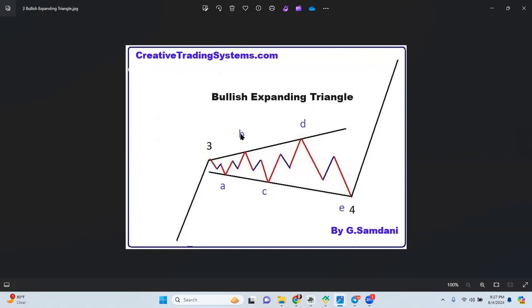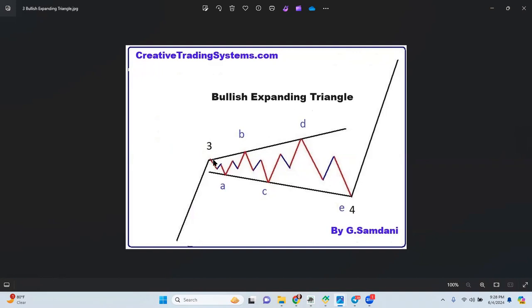So B is an extension of wave 3, C is an extension of A, and usually they are either 120, or most of the time 127, or sometimes 161. But most of the time you will see that the extensions are 127 of the previous move. And after E, it makes a turn and breaks out of the triangle and goes for wave 5. So wave 4 will finish in 5 legs: A, B, C, D, E.